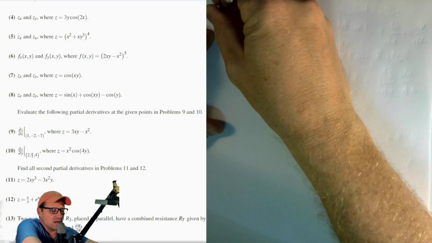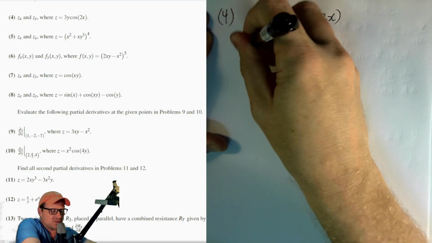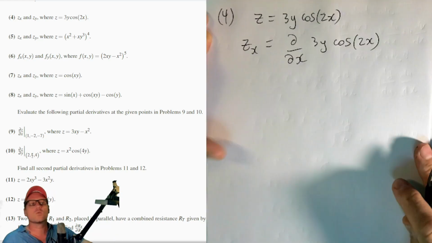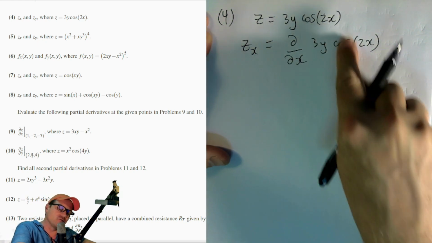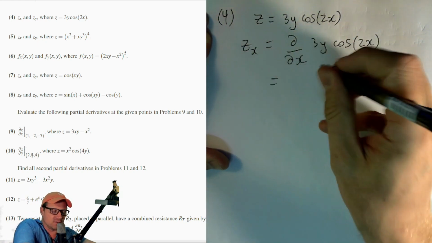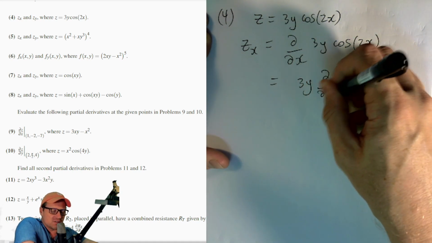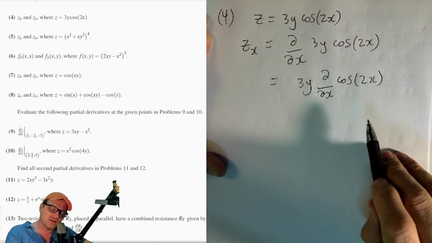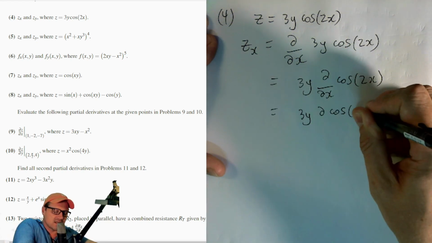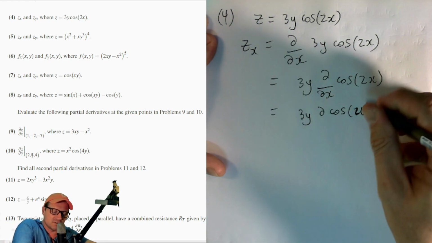Okay, question number 4. So differentiating with respect to x, we have this. Now, y is treated as a constant, so that can float through that differential operator to its left-hand side. And so we're just differentiating cos of 2x with respect to x. But we need to use the chain rule here. So let's say let u be equal to 2x.